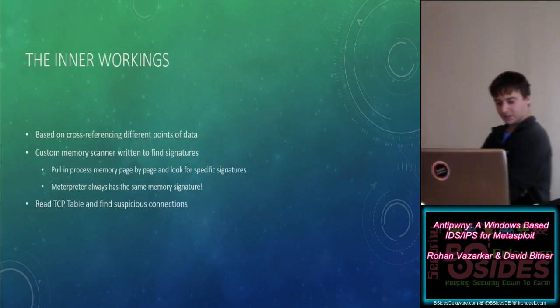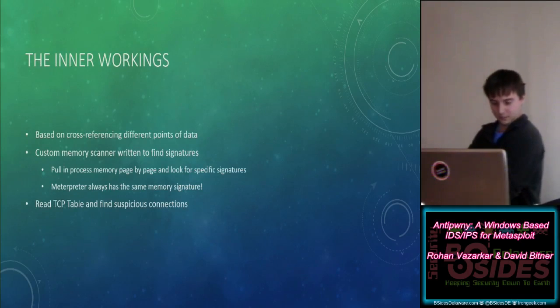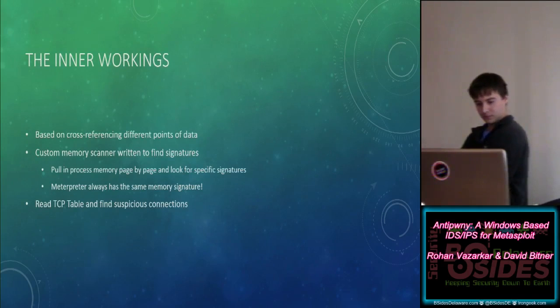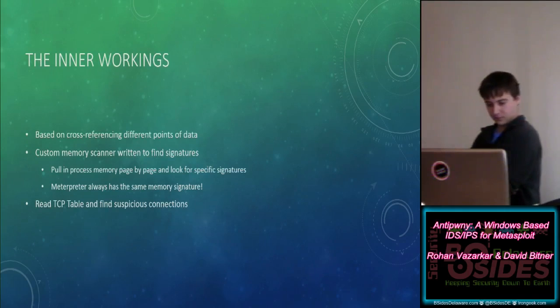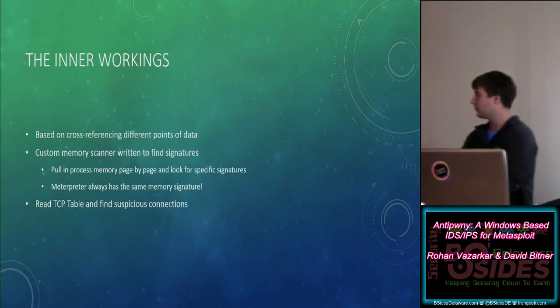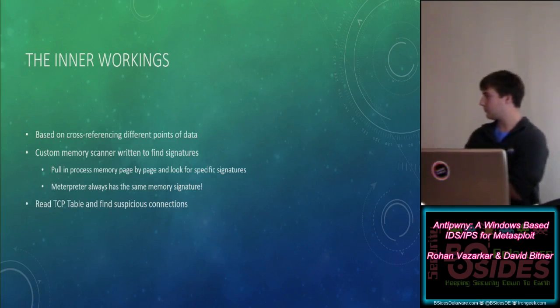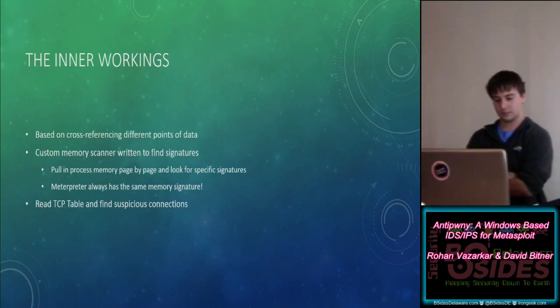We want to cross-reference as many data points as possible. Because this is an IDS primarily, we want to let the user make a decision on what they're doing. And we give them as much information as we possibly can, and then let them decide what they want to do with it. We actually wrote a memory scanner from scratch to find signatures in memory.